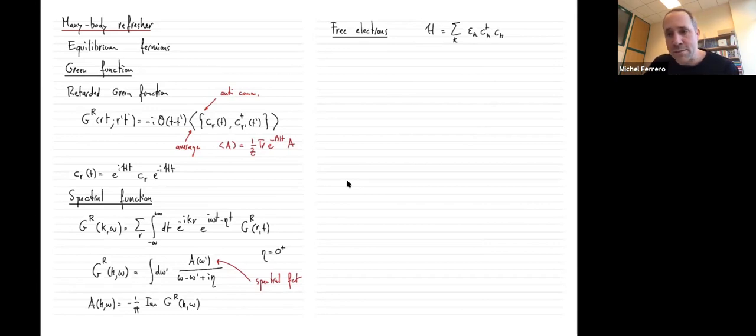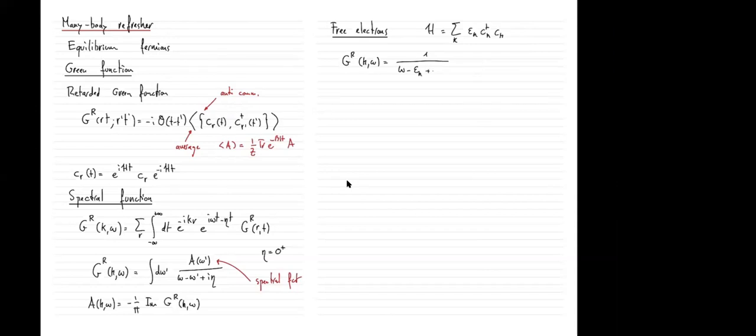You may notice many times I forget about the spin index because I either digest it into k or just simplify things a bit. In that case, you can show that the retarded Green's function of k and omega has a very simple form. It actually looks like 1 over omega minus epsilon_k plus i eta.